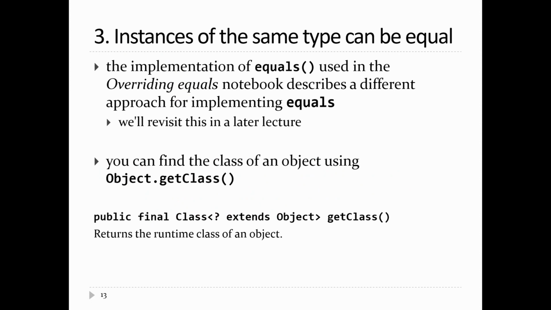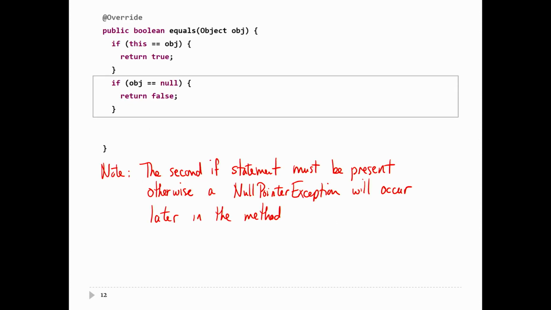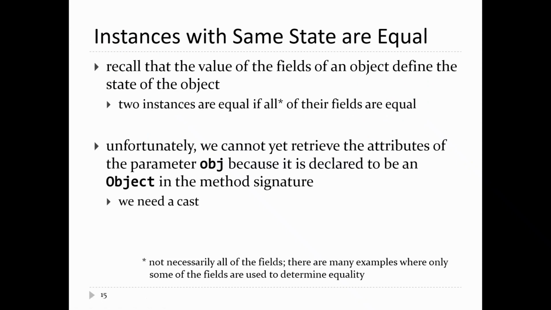Step 3. Instances of the same type can be equal. So the question here is, I have to check, is the type of this object the exact same as the type of obj? So is the type of this the same as the type of obj? Whoops, sorry.